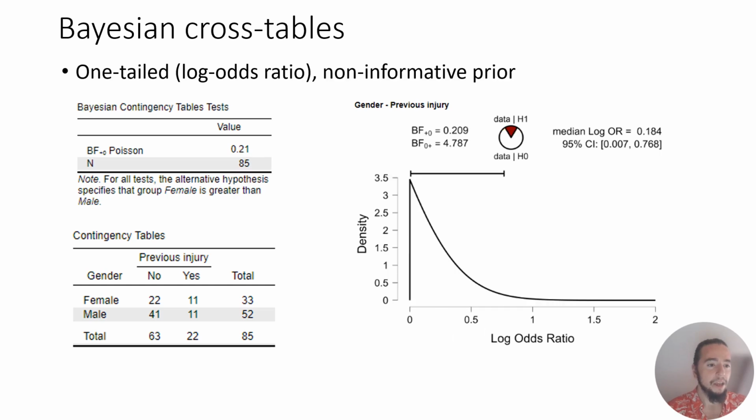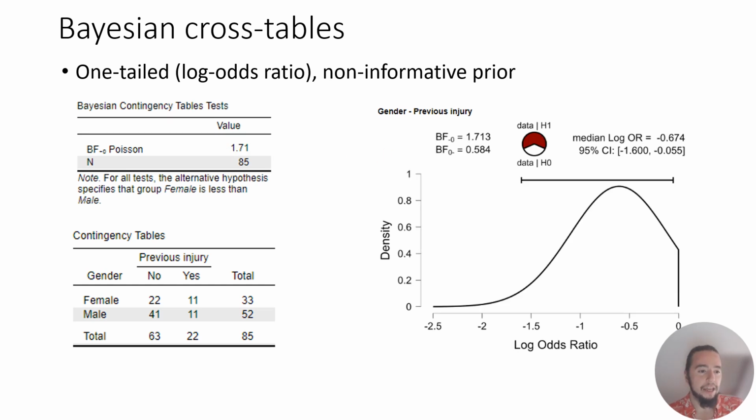Okay. Here's an example with a log odds ratio and non-informative prior, a one-tail test, because here the alternative hypothesis is that female is going to be greater than male. Okay, so this is the test that we are going for. And now the log odds ratio needs to be positive, a bit above 0, and therefore the plot changes, okay, and the Bayes factor changes. And here's the example with the left-sided test, okay. As you can see here, the results change.